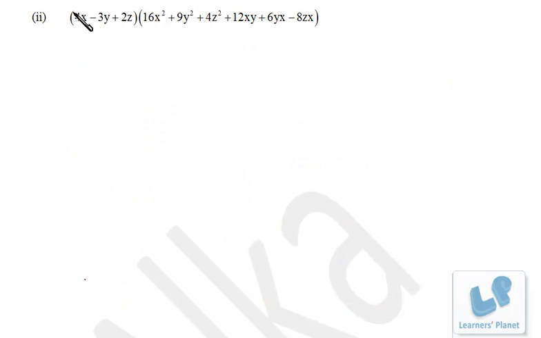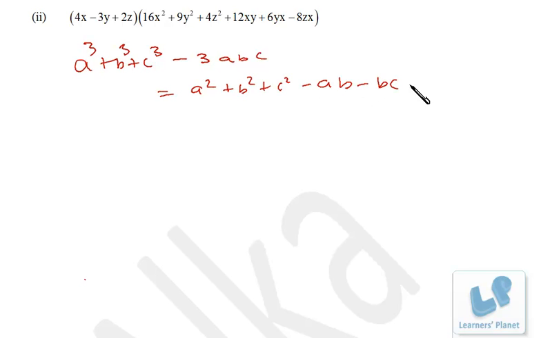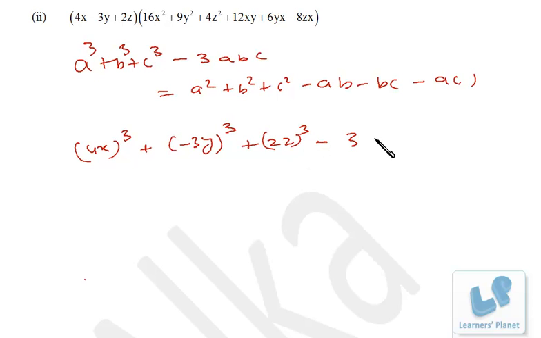I hope you are clear. And otherwise, what you can do, you know this identity: a cube plus b cube plus c cube minus 3abc is equal to a square plus b square plus c square minus ab minus bc minus ac, right? So here just put the values of a, b, c. That is 4x whole cube plus minus 3y whole cube, b is actually minus 3y, so minus 3y whole cube plus 2z whole cube minus 3. A is 4x, b is minus 3y, c is 2z.